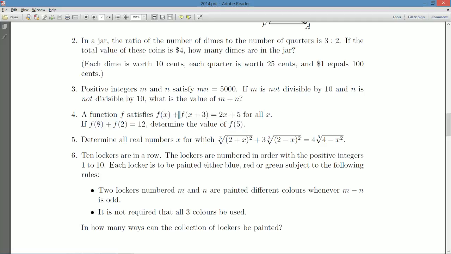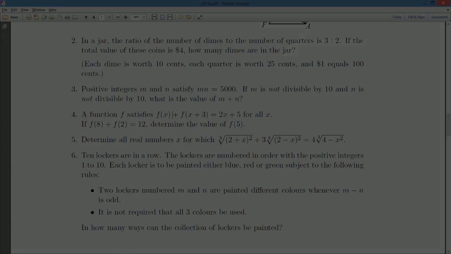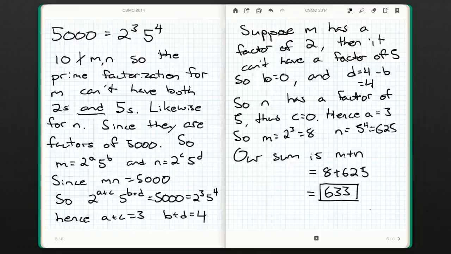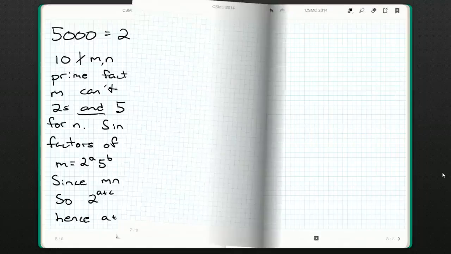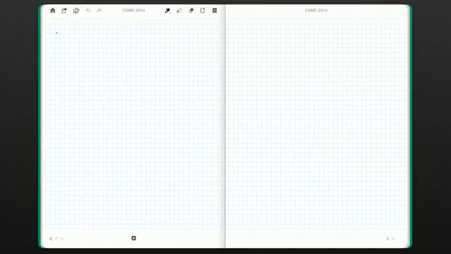So f of 2 relates with f of 5 in this way, but f of 8 doesn't really relate to f of 5, unless we let x equal 5. So let me show you what I mean. We get ourselves a new piece of paper because we're on to a brand new question. So just for clarity, so I don't have to keep going back to it, let's write down the relationship.